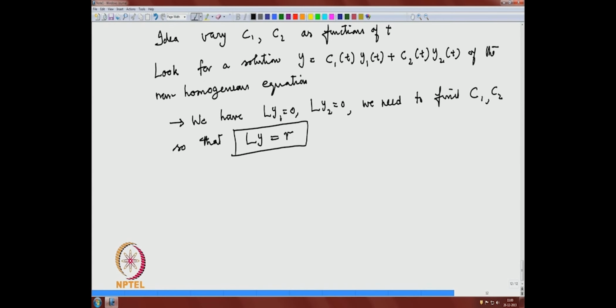So, we need to find c1 and c2, two unknown functions satisfying this equation Ly equal to r. Indeed, we need two conditions, and that is what we have to do. So, again, what I want you to do is the exercise: do the computations.